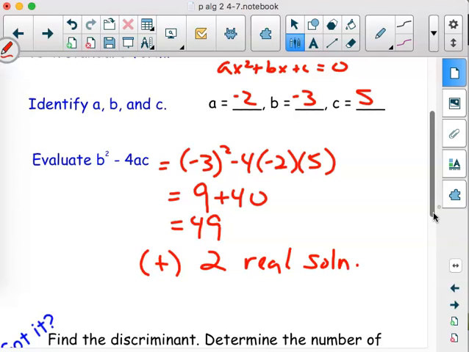So it really is as basic as that. It's just using the b squared minus 4ac. If it comes out positive, you get 2 real solutions. If it comes out to 0, you get 1 real solution. If it comes out negative, you get no real solutions. In 4-8, we'll get imaginaries.